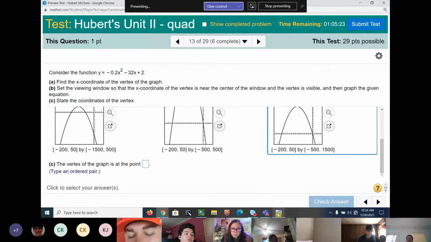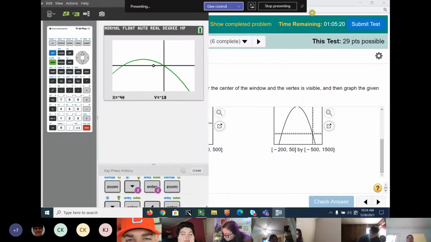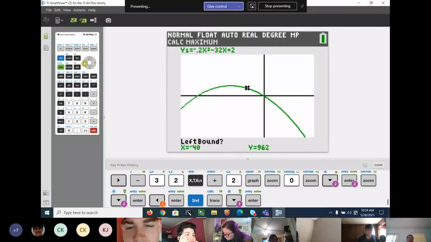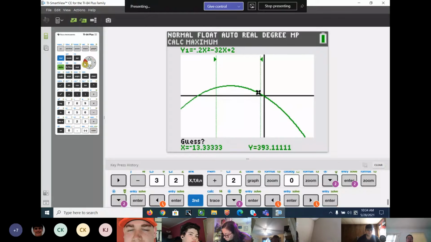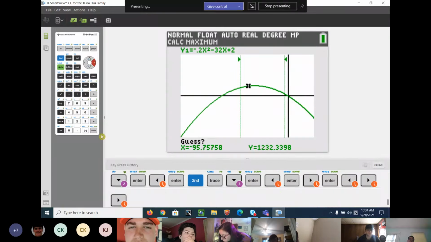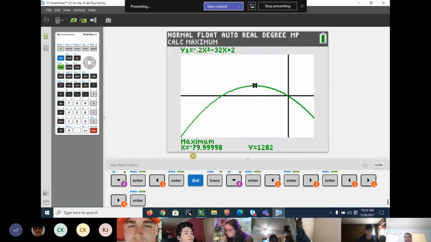Next, the vertex. Let's find the vertex. So second trace, maximum since it's concave down. And move to the left. And move to the right. And find a guess. Don't hold down the button, whatever you do. I'm just going to hit enter, let it find it itself. All right, write that down for me. That's negative 80, comma, 1282. That's your vertex.